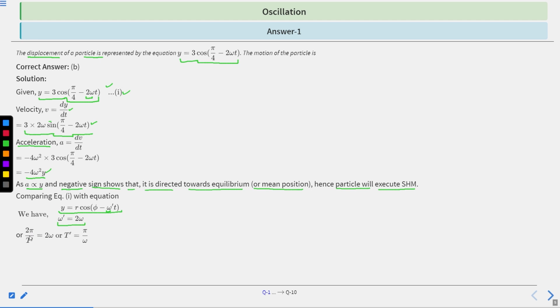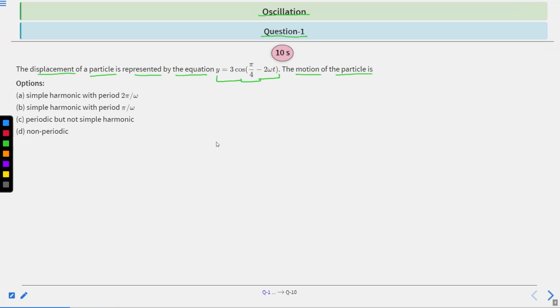And 2 pi by T prime is equal to 2 omega. So T prime is equal to pi by omega. So this is the correct answer. Option B is correct: simple harmonic with period pi by omega.